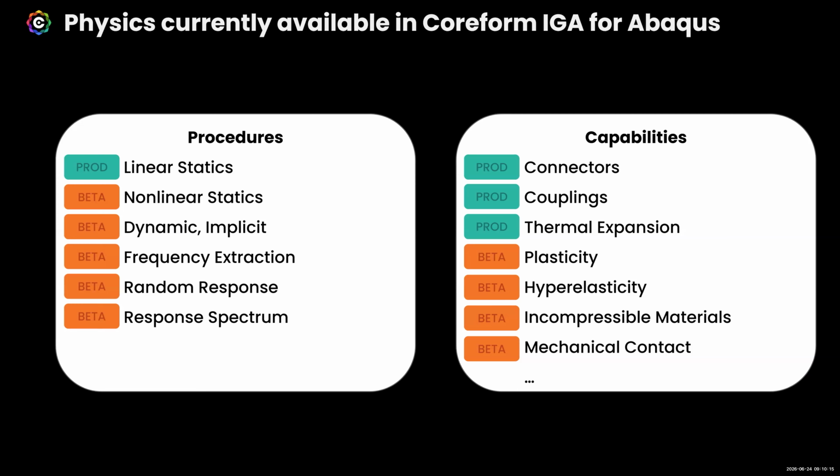Last, we also get asked a lot, what kind of physics are we targeting with Coreform IGA for Abaqus? As we mentioned at the beginning of this webinar, we do have a release that's coming out soon, within the next month or so. That release being our initial release, we are targeting just linear statics as the production capability, that you can trust the results.